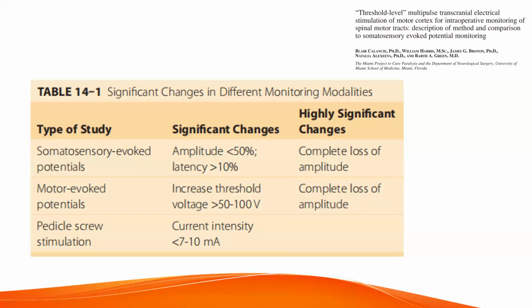And in MEP, the threshold, as I said before, we always calculate the maximum volt which is required. Even with the maximum volt, we are not getting threshold. We have to increase more than 50 and 100 to get the previously obtained waveform. That means it's significant. Highly significant is a complete loss of amplitude even with a 100 volt increase in the voltage. And in pedicle screw triggered EMG, when there is an EMG production at the respective myotome even with lesser current, less than 7 milliamps, it is considered very significant.